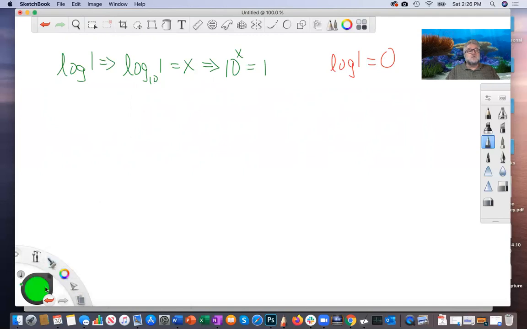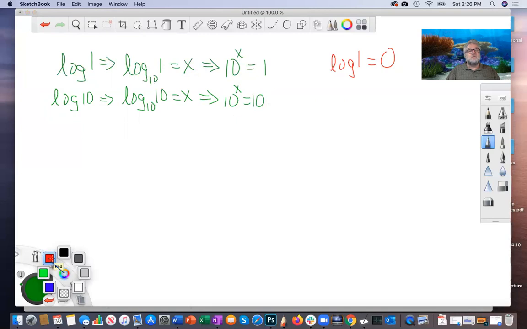Okay, so let's go back and do log of 10. Oh, that'll be fun. So that means log base 10 of 10, set it equal to x, change it to exponential form, base, exponent, answer. 10 to the x equals 10. What do you think that's equal to? The bases are the same, the exponents have to be the same. Log of 10 equals 1. Soon you're going to see the pattern and realize why common logs are really useful.